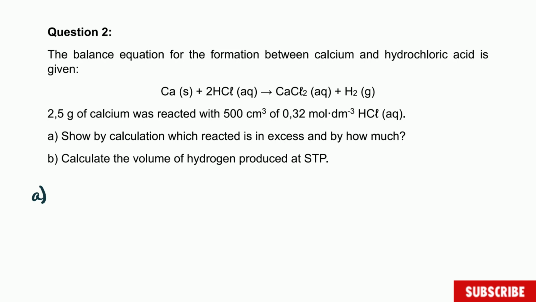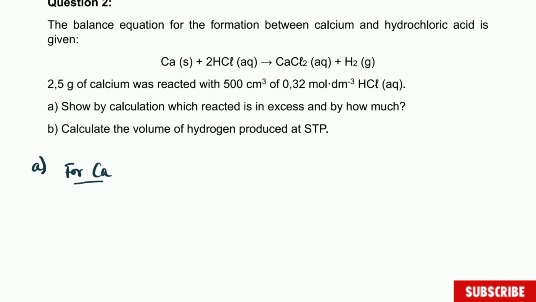We know the mass of calcium. So I'm going to write here for calcium separately what we have. Mass is equal to 2,5 grams. If we go to the periodic table, we know that the molar mass for calcium is 40 grams per mole.